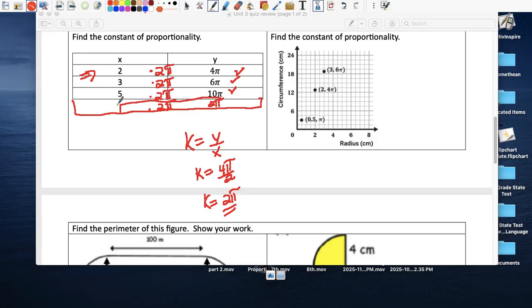Right, so here is my unit rate. What's my constant of proportionality? 2 pi, because every x value was multiplied by 2 pi. And that's our answer.